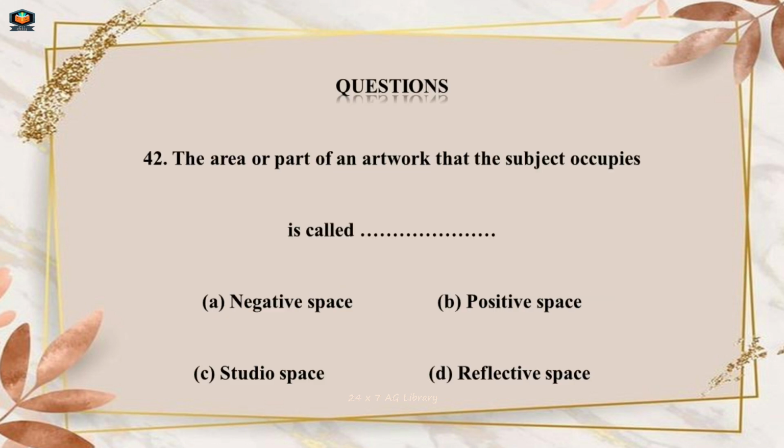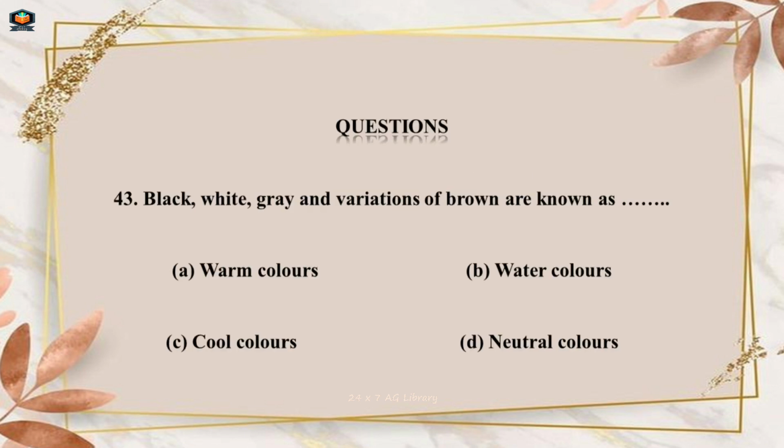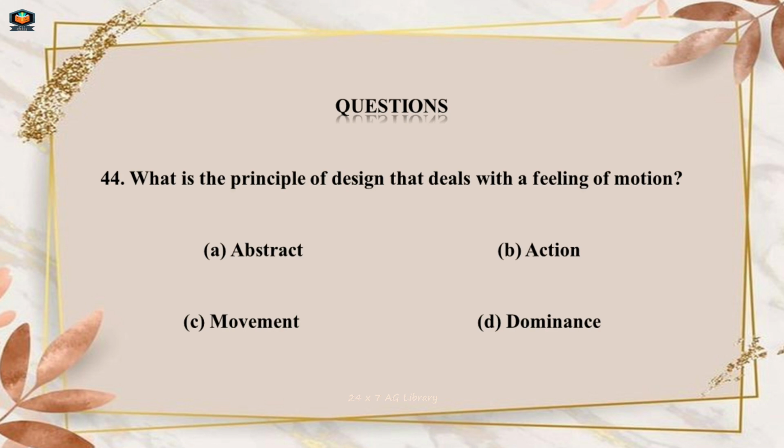Question 42. The area or part of an artwork that the subject occupies is called A. Negative space. B. Positive space. C. Studio space. D. Reflective space. Answer: B. Positive space. Question 43. Black, white, gray and variations of brown are known as A. Warm colors. B. Watercolors. C. Cool colors. D. Neutral colors. Answer: D. Neutral colors.